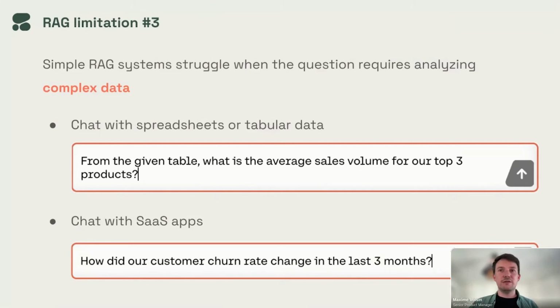So if I ask a RAG system, hey, here's the name of my table, what's the average sales volume for products? The RAG system struggles because this is not text data that it can retrieve from a vector database and then answer given the retrieved snippets. Same thing, we'll see how to go beyond that.